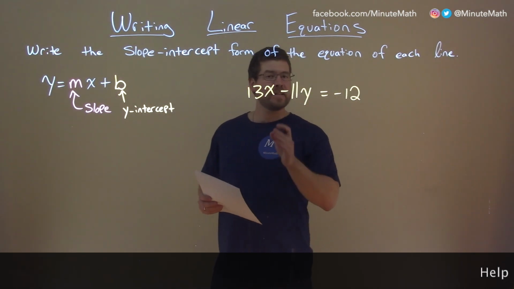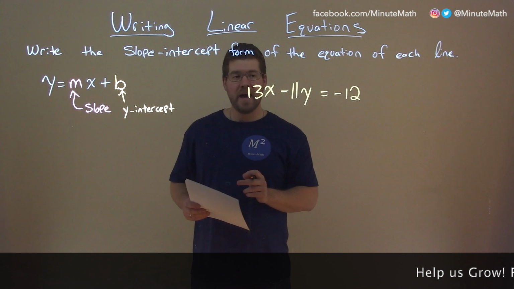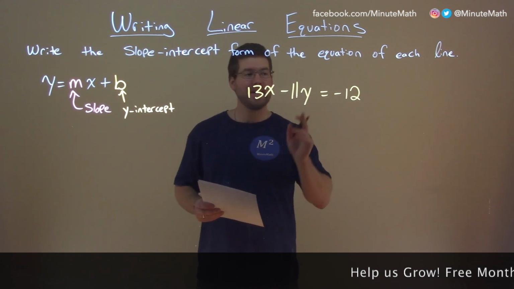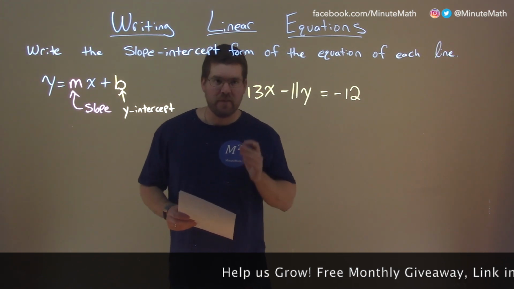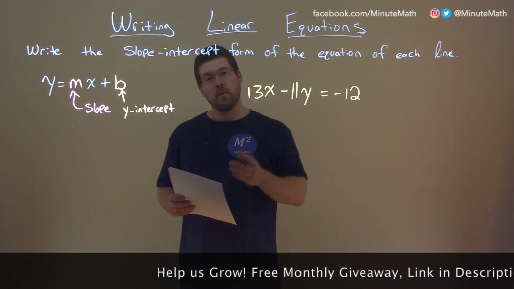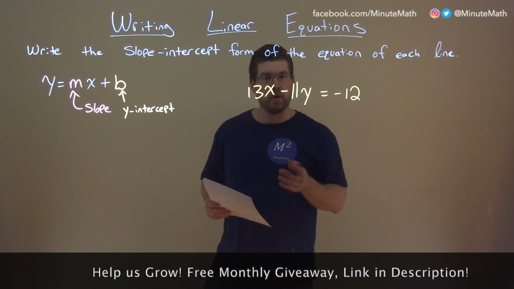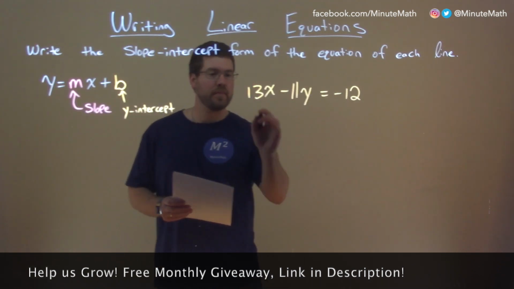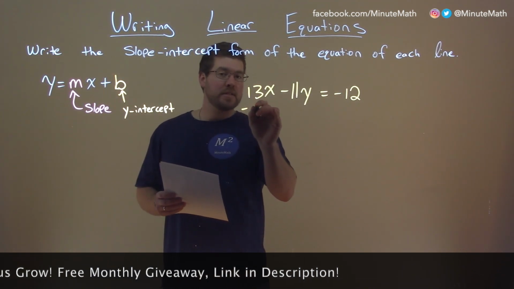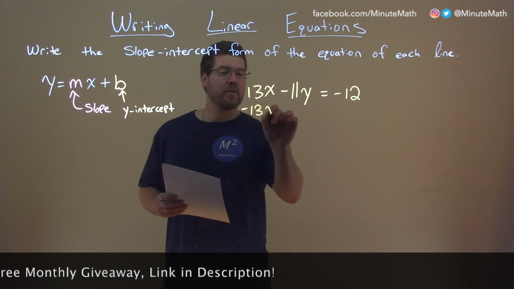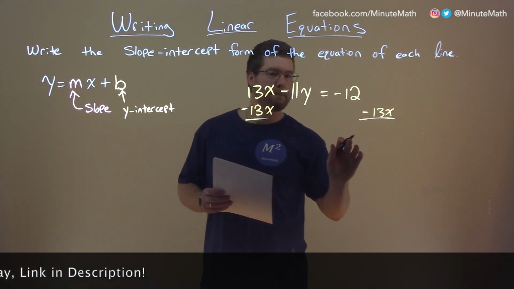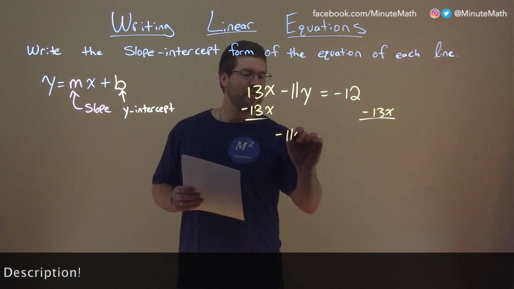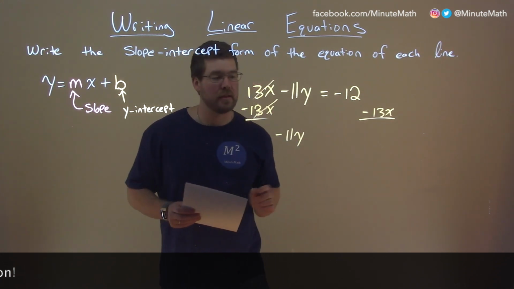If I was given this problem, 13x minus 11y equals a negative 12, and I want to write it in slope-intercept form. The key is to get y by itself. So to do that, let's bring everything over. We have a positive 13x, so we subtract 13x to both sides. Okay? That leaves us with a negative 11y here on the left.